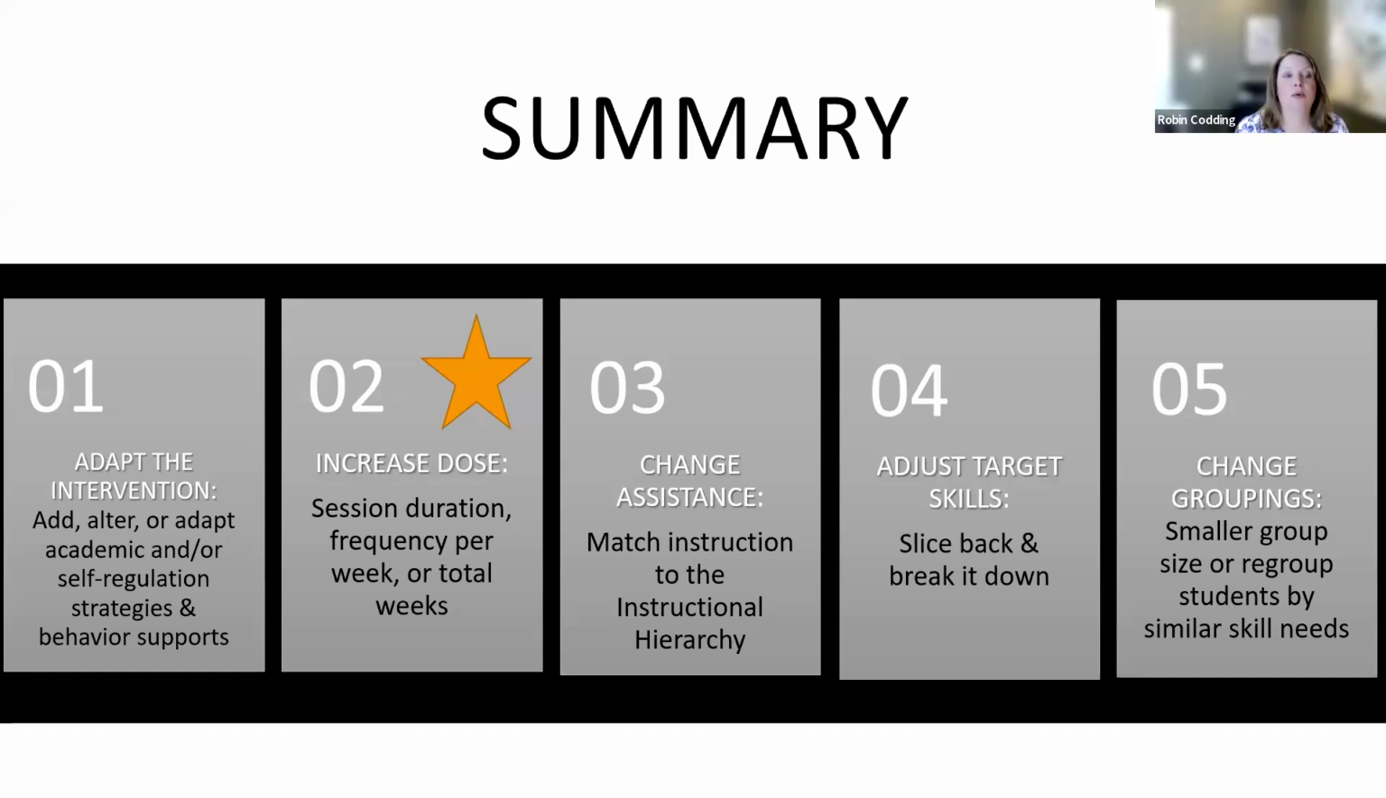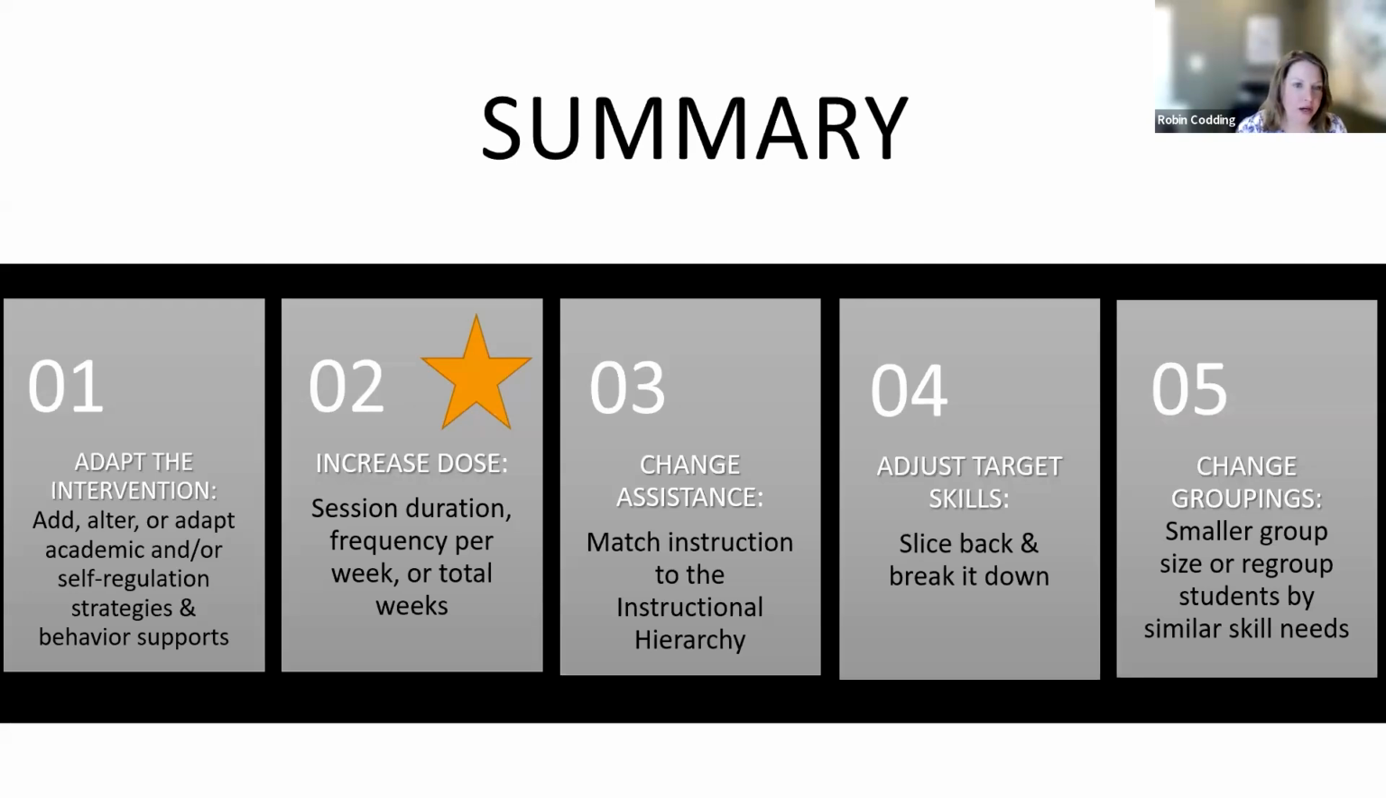So again, in summary, these 5 dimensions allow us opportunities to make adjustments based upon data. So we've talked a lot about adapting the intervention, which I think is going to be a really important component of what you're going to engage in. Changing assistance, so matching instruction to the instructional hierarchy, adjusting those target skills, so slicing back and breaking it down, or changing those groupings, and thinking about how those groupings are made from the beginning.